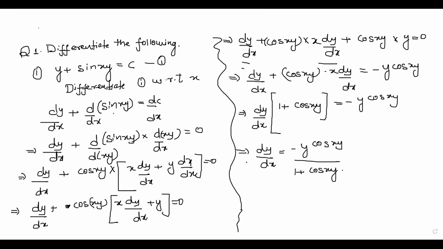So in an implicit function, always please differentiate the complete equation. Take dy by dx common, send all the other terms to the right side, and you will get your answer. So if you see an equation where you can't separate y and x, then please differentiate the complete equation, because that can be an implicit function. Is this clear?